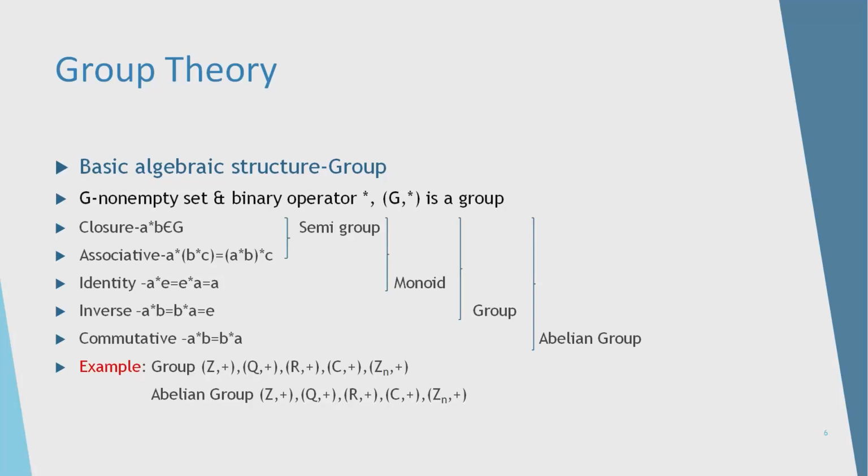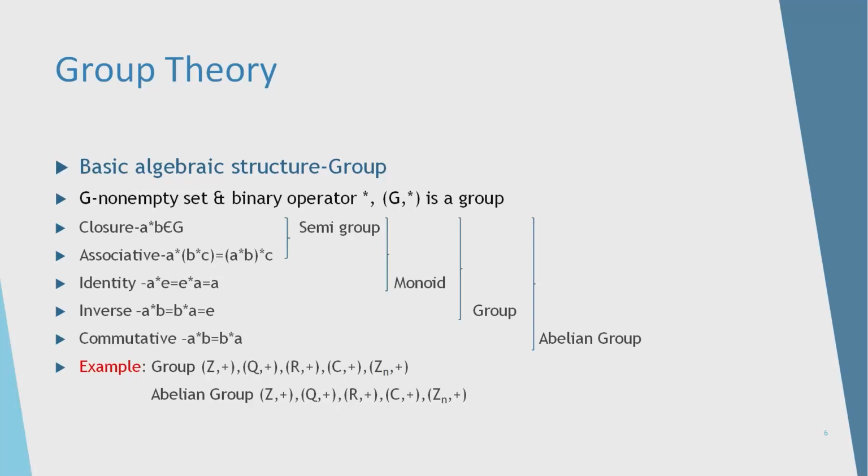Suppose the binary operator satisfies only the two properties closure and associative, we call it a semigroup. If it has an identity element, then we call it a monoid. Along with the inverse element, we call it a group. Any group with the commutative property, we call it an abelian group. The commutative property is nothing but a star b equals b star a. Therefore, a group is a non-empty set along with the binary operator star, and it satisfies closure, associative, identity and inverse. Then we call (G, star) a group.